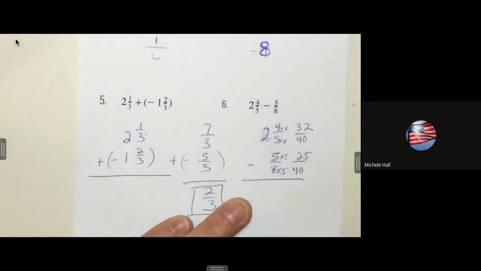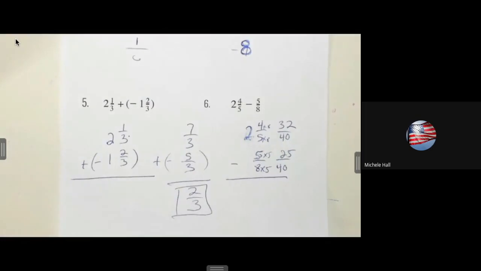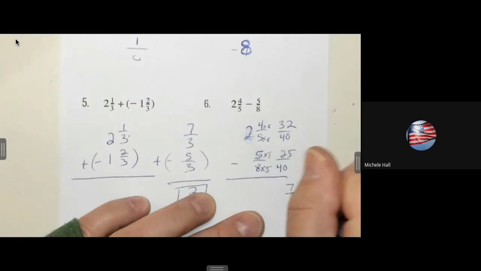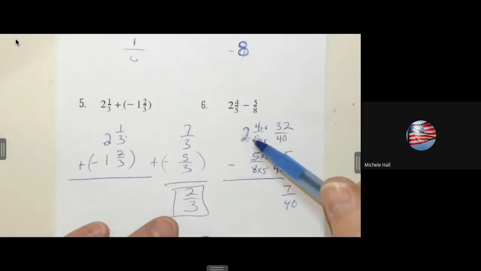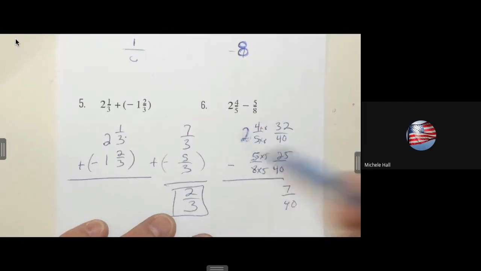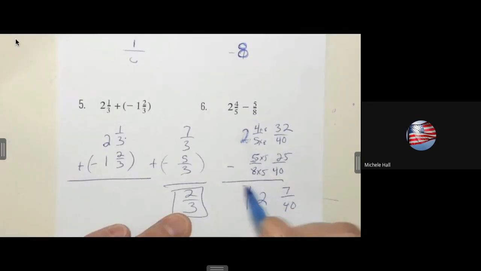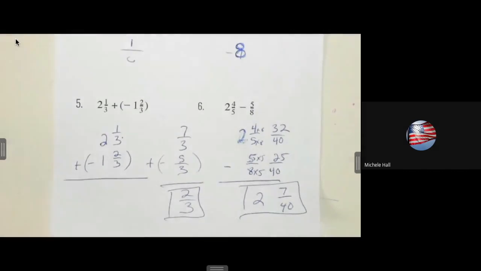All right. We're just going to subtract. 32 40ths minus 25 40ths. Can I do that? I can. So 25, 7 40ths. And then what's the whole number going to be? 2. 2 minus nothing is still 2. 7 40ths is reduced. I don't have to worry about reducing. Okay, we'll take these into our notes.